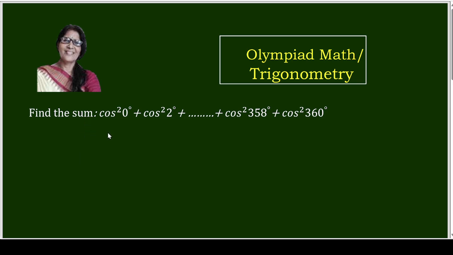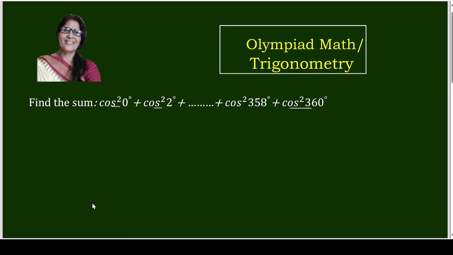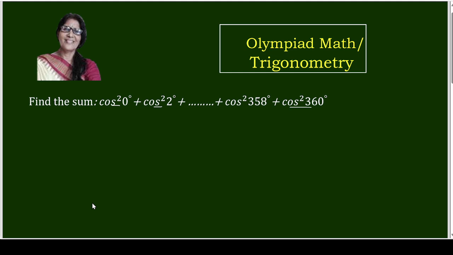This is a very lengthy question, but it is an Olympiad question. Find the sum cos square 0 degree plus cos square 2 degree up to cos square 360 degree. We have to find out. That means multiples of 2, starting from 0. So there are so many terms. It is 180 terms, 181 terms. So we'll divide this into some series, two or three. I'll make two parts. How?